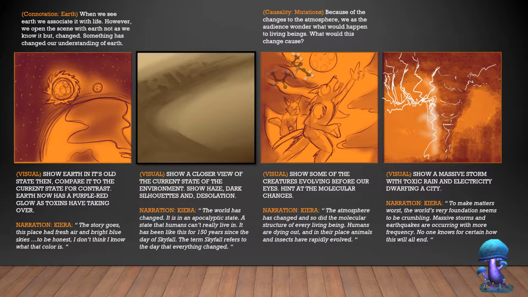In the next scene, we set the visual. Show a massive storm with toxic rain and electricity dwarfing a city. To make matters worse, the world's very foundation seems to be crumbling. Massive storms and earthquakes are occurring with more frequency. No one knows for certain how this will end.